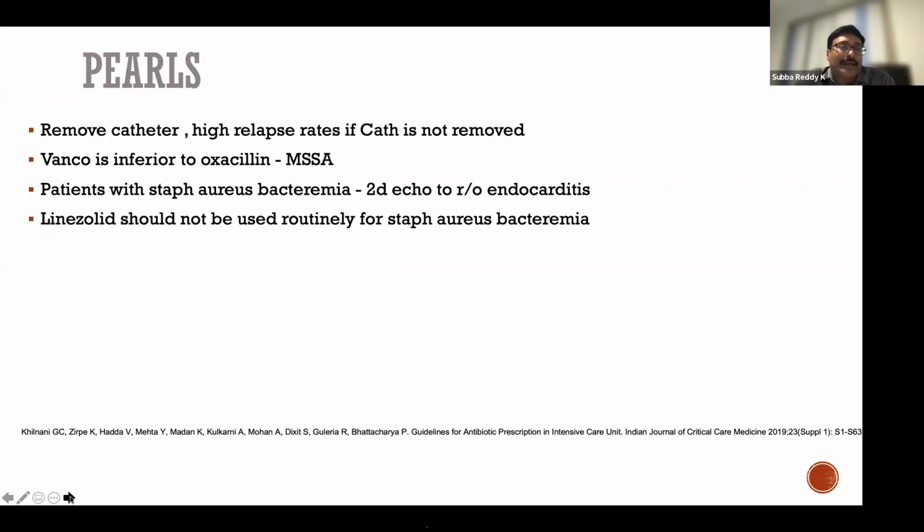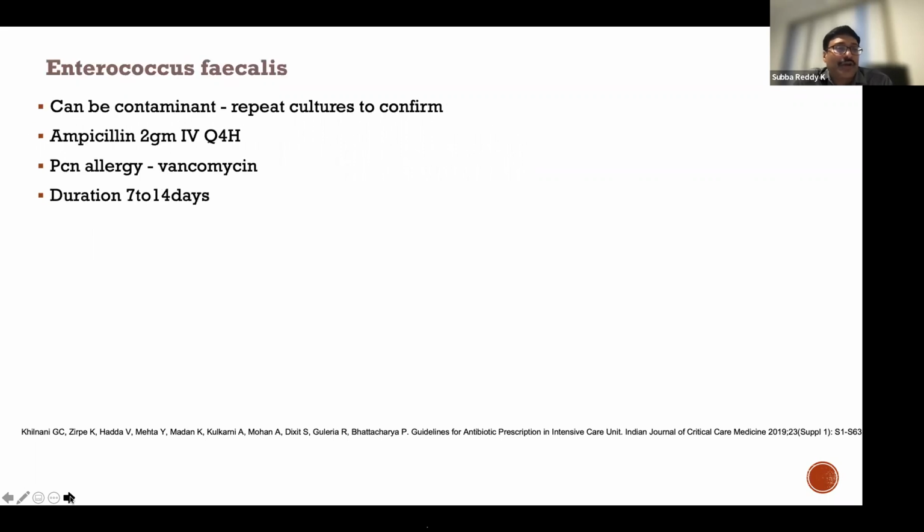So if you suspect catheter infections, remove the catheter, and vancomycin is inferior to oxacillin when you have MSSA in the cultures. So we should not use vancomycin.